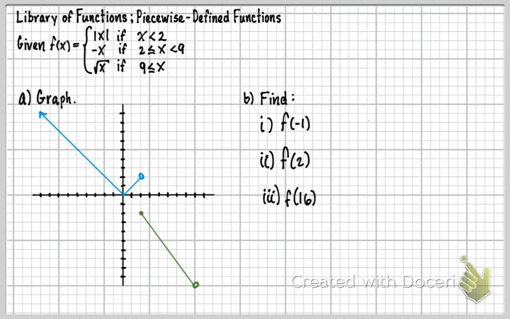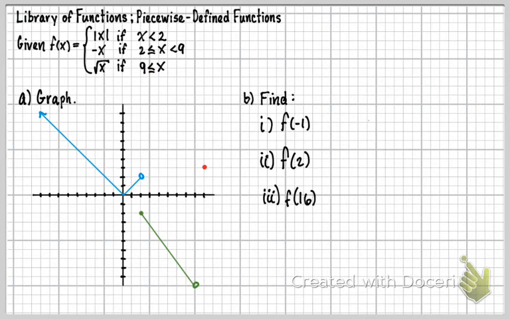Now the next one says, hey, we're going from x greater than or equal to 9. So that's going to be the square root function. So where that's going to be is, I would actually have to plug in the square root of 9. I would have to put the 9 here. That would be 3. So that's over here, and that's 1, 2, 3, so it's going to be here. And it's filled in because it says equal to, right down at the bottom.